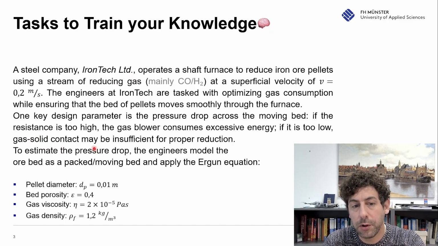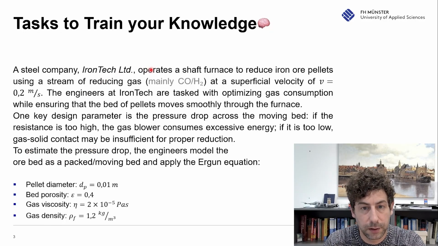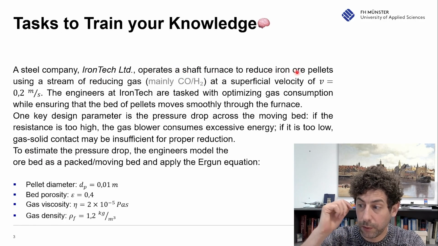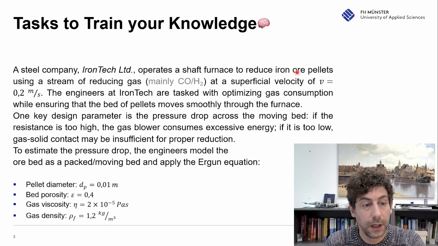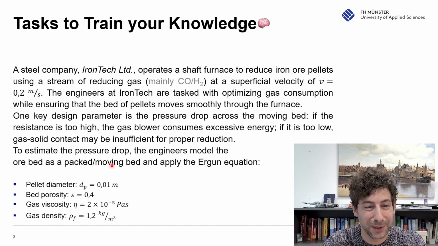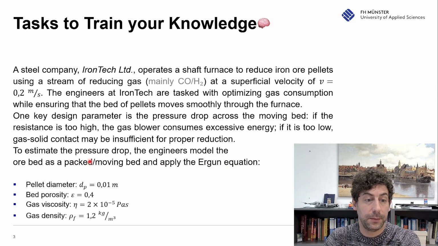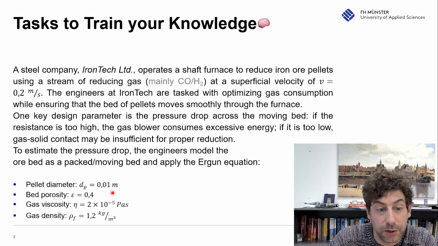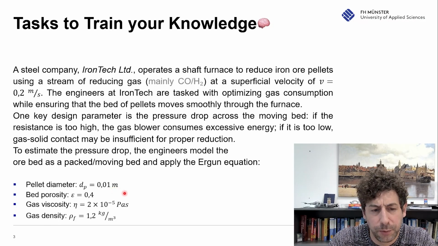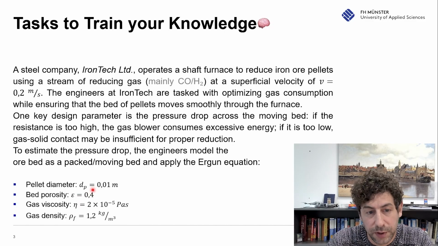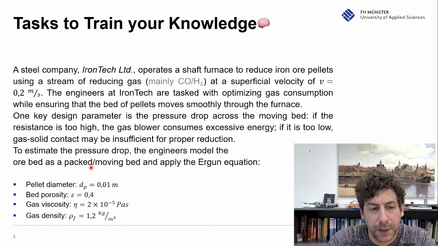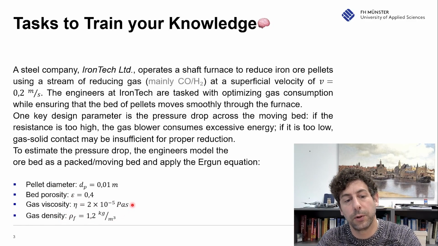And to estimate the pressure drop, the engineers model the ore bed. So the iron ore pellets we are throwing into the furnace are modeled as a packed bed, which is moving. So it's a moving bed. It's a packed bed moving, not sitting. And therefore we can apply the Ergun equation, because the Ergun equation works with packed beds. And we have a pellet diameter of 10 millimeter. It's very large, as we will see. And we have a bed porosity of 0.4, also 40%, which is very typical for a random packed bed. We have a gas viscosity, a very typical value, and we have a gas density of 1.2 kilogram per cubic meter.